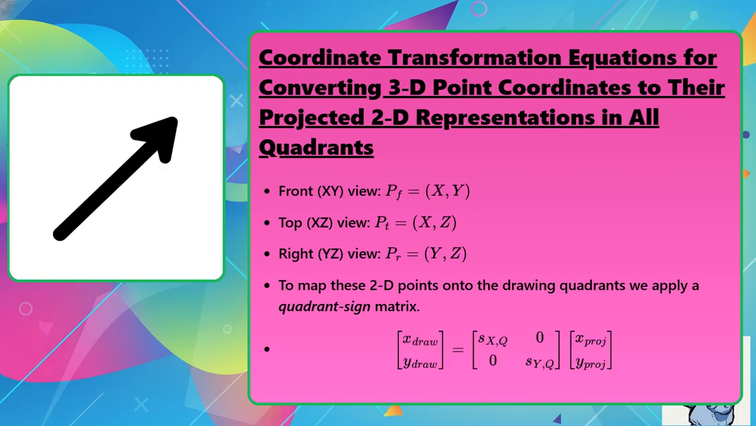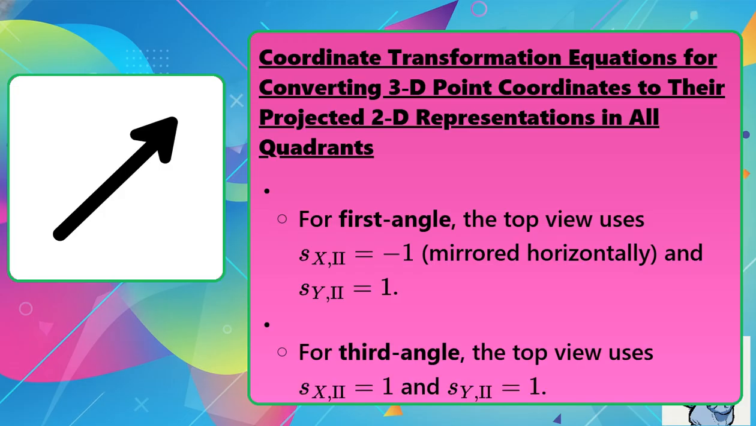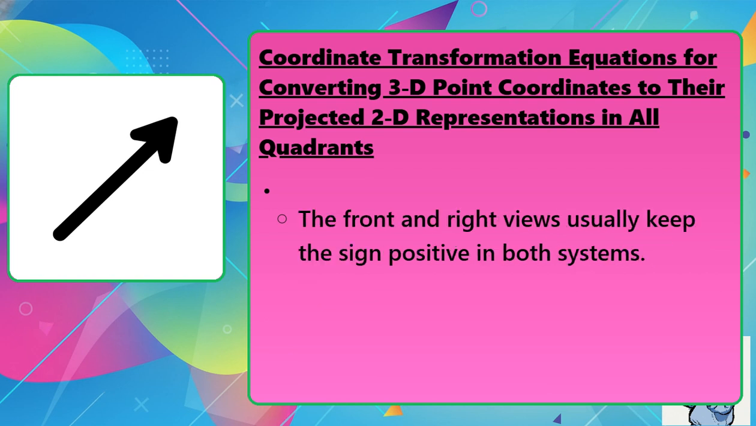The draw x and draw y vector equals the matrix with sx in the top left and sy in the bottom right, multiplied by the vector x proj, y proj. Where, for first angle, the top view uses sx equals -1, mirrored horizontally, and sy equals 1. For third angle, the top view uses sx equals 1 and sy equals 1. The front and right views usually keep the sign positive in both systems.